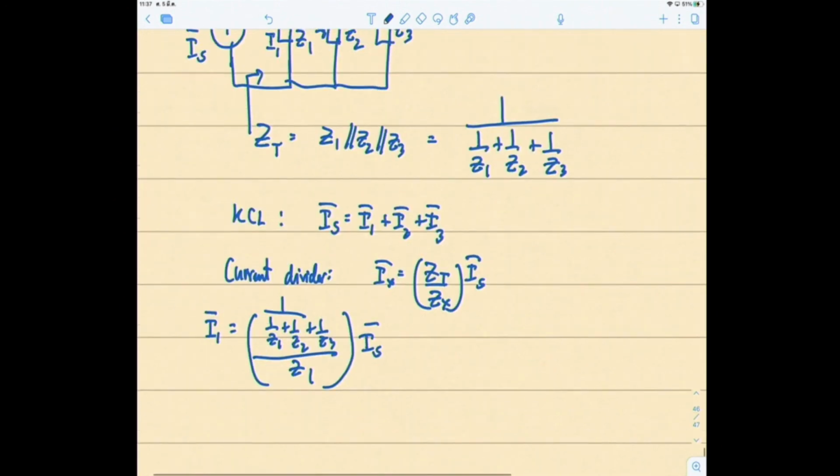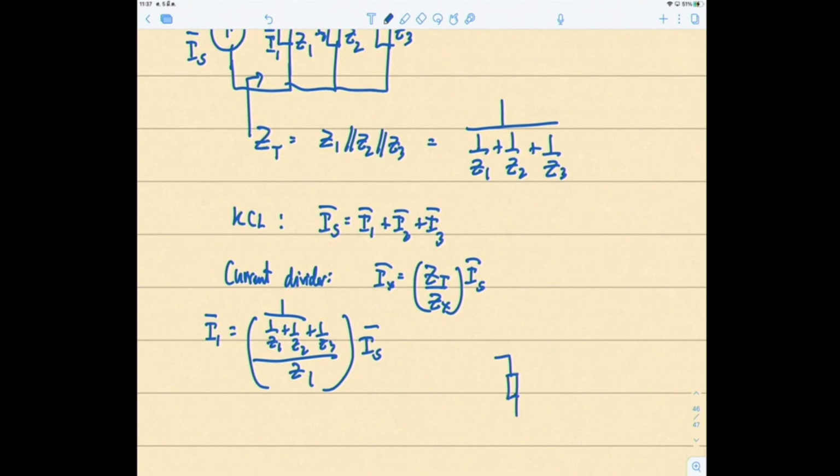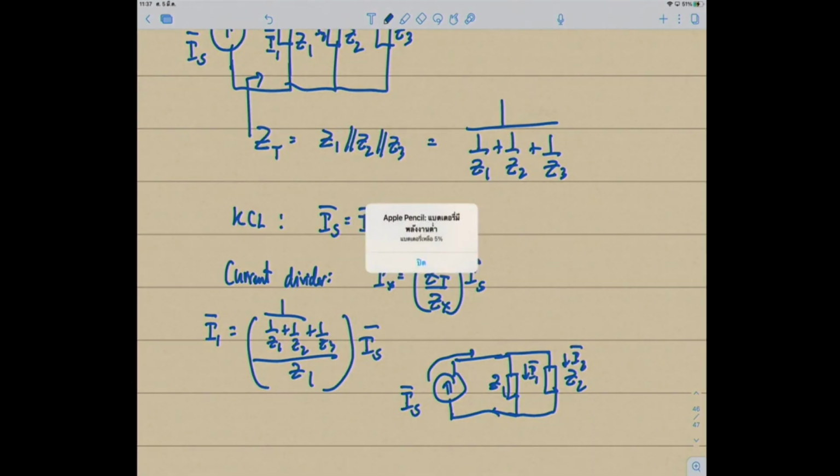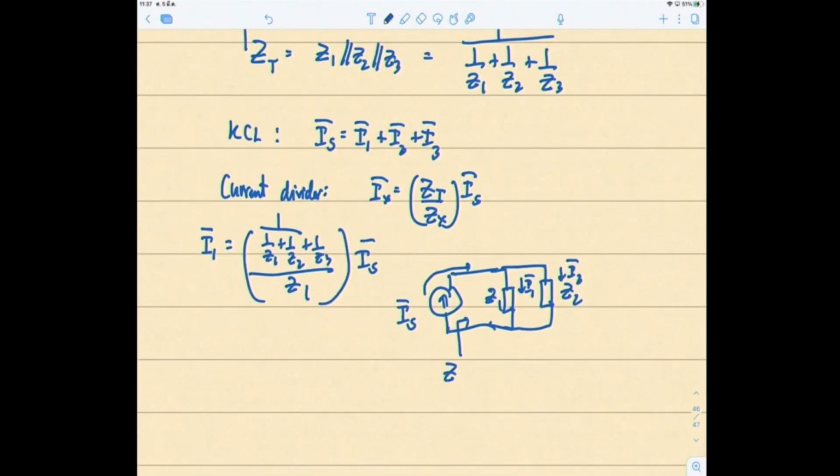Everything holds if you have two impedances in parallel, Z1 and Z2, and you have a current Is that flows and divides into I1 and I2 like this. Of course, Z total is Z1 parallel Z2, which is Z1 times Z2 over Z1 plus Z2, just like resistors.